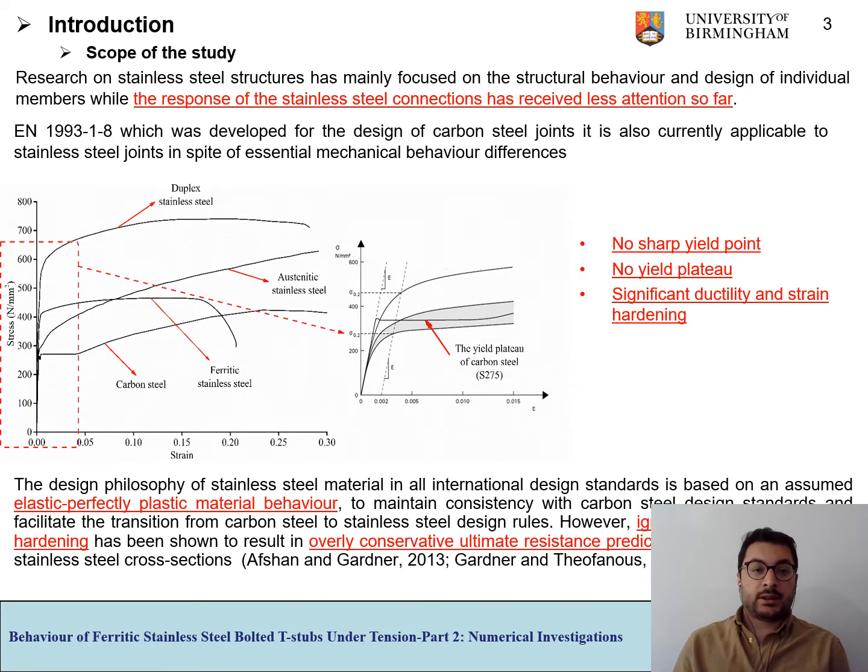To define the scope of this study, as we know, research on stainless steel structures has mainly focused on the structural behavior and design of individual members, whilst the response of stainless steel connections has received less attention so far. The European standard, which was developed for the design of carbon steel joints, is also currently applicable to stainless steel joints in spite of essential mechanical differences, such as stainless steels have no sharp yield point and no yield plateau, and they have significant ductility and strain hardening. These differences and the assumption of elastic perfectly plastic material cause overly conservative ultimate resistance predictions for stainless steel cross sections.